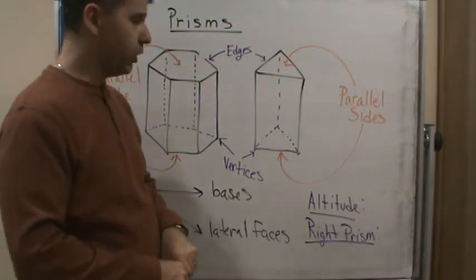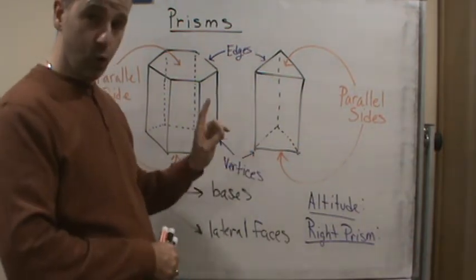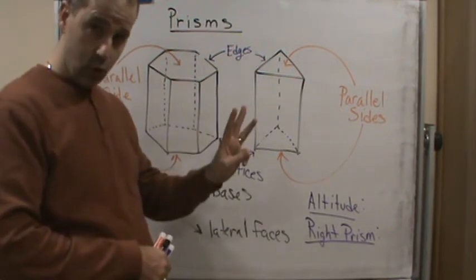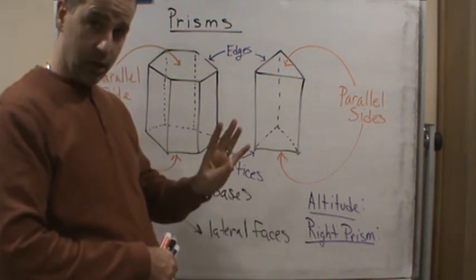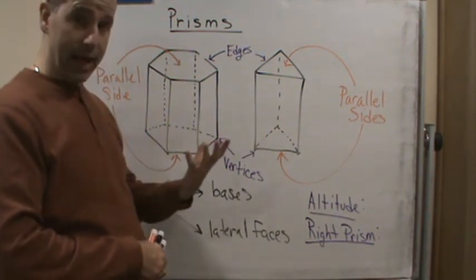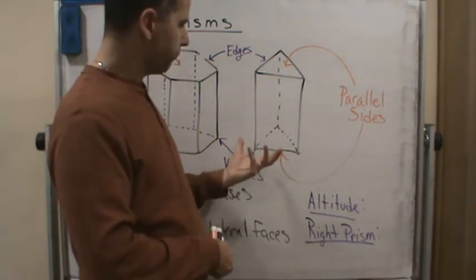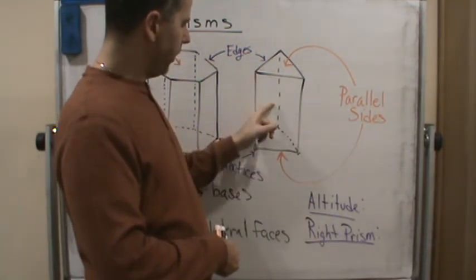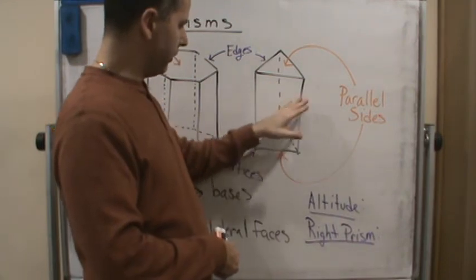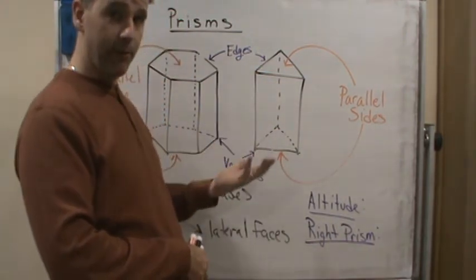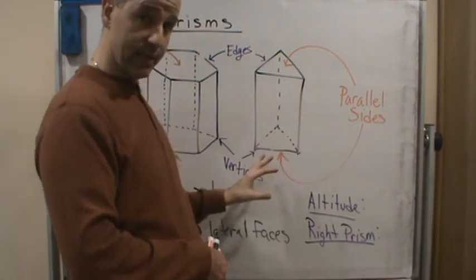Make sure that when you're doing these, you can distinguish bases from the lateral sides. You should know what the edges are versus the vertices, because you may be asked to count them. For example, if I wanted you to count the faces, here I'd have 1, 2, 3. There are 3 lateral faces, and then we have 2 bases, so there would be 5 faces in all.